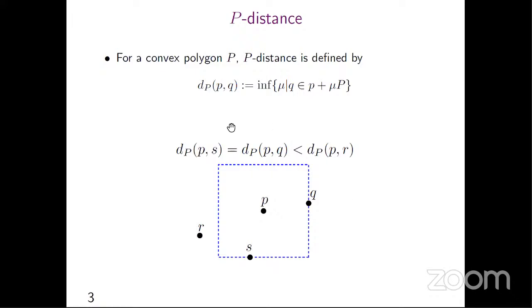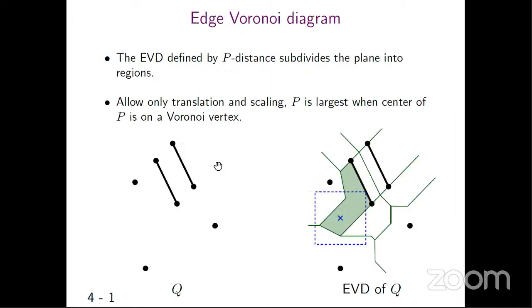In this problem, we define the P-distance with convex polygon P as the following equation. In the figure, R is the farthest from P in P-distance, and Q and S have the same P-distance from P when P is a square. P-distance defines the convex Voronoi diagram in our problem. From now on, I will abbreviate it to CVD. The CVD subdivides the plane into regions as in the right figure.